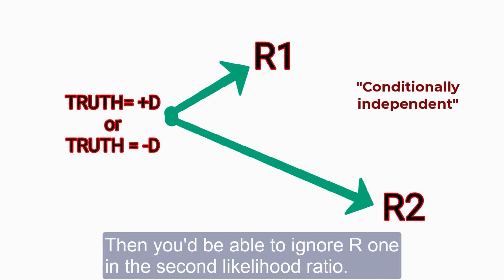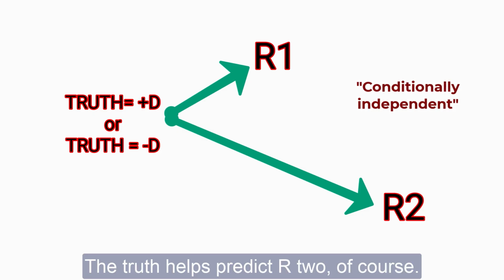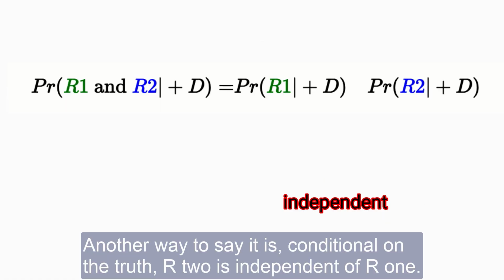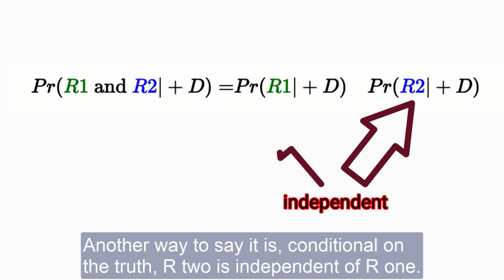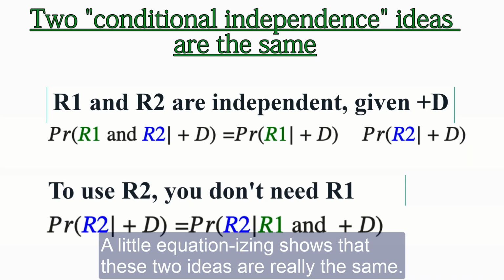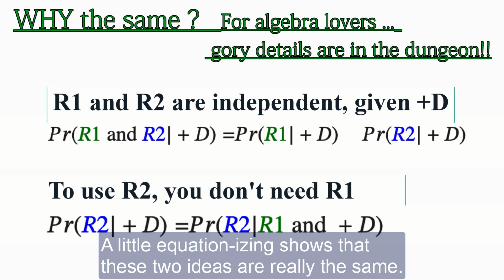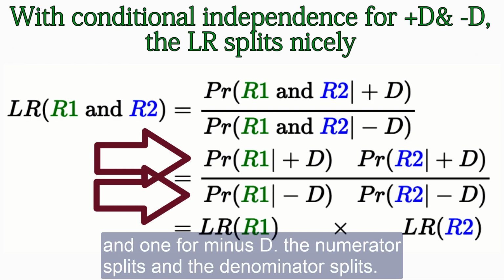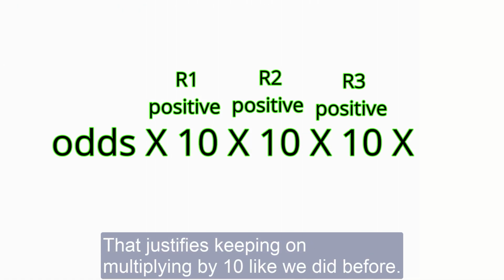Then you'd be able to ignore R1 in the second likelihood ratio. The truth helps predict R2, of course, but if conditional independence is true, then R1 doesn't add to predicting R2. Another way to say it is, conditional on the truth, R2 is independent of R1. A little equationizing shows that these 2 ideas are really the same. If 2 conditional independence claims are true, one for plus D and one for minus D, the numerator splits and the denominator splits. That justifies keeping on multiplying by 10 like we did before.